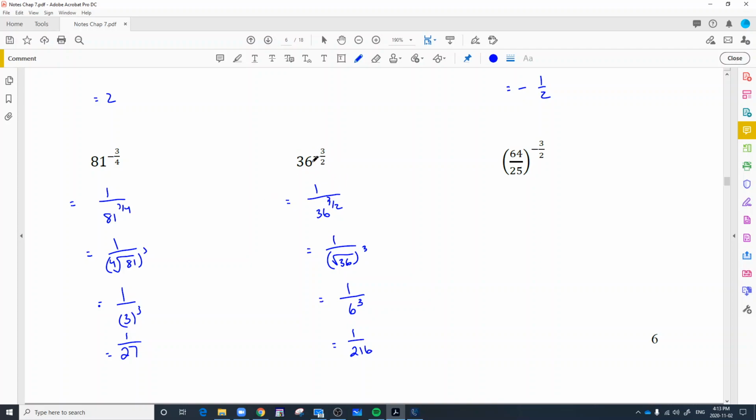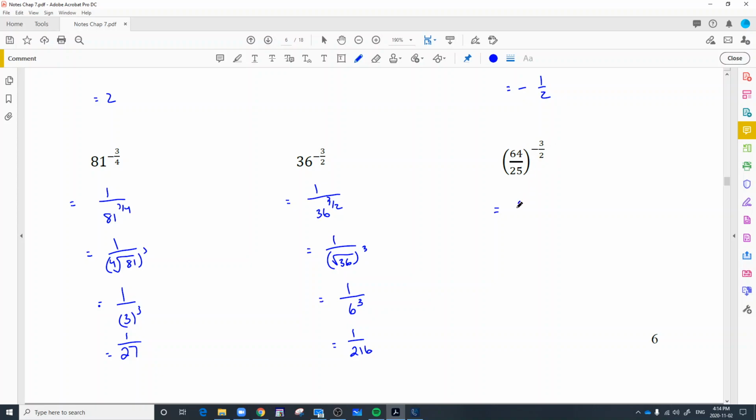But the key thing is that you shouldn't plug 36 to the exponent negative 3 halves into your calculator, because it's going to give you the answer as a decimal. So if you are using a calculator for these, make sure that you're putting it as 1 over, and then you could plug this in. You could do 36 to the exponent 3 halves, or the square root of 36 cubed, in your calculator and get that 216.